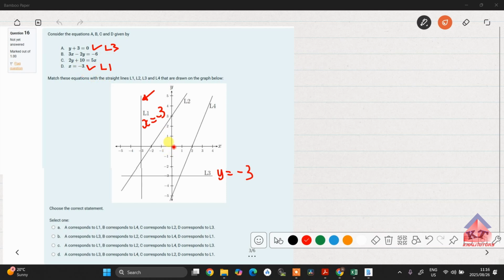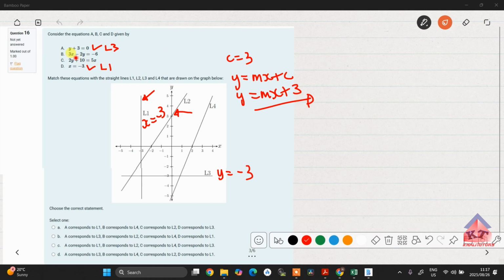So the only two equations that we need to identify now are L4 and L2. Let us look at L2. We can see that L2 cuts the y-axis at y equals 3, so the value of c equals 3. If we have a general equation like y equals mx plus c, we expect something like y equals mx plus 3. So if we get an equation that has this, we select that one.